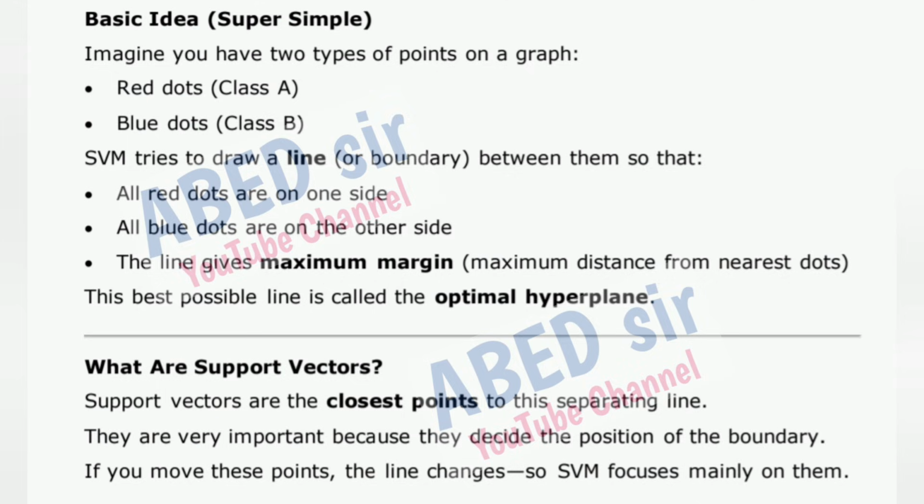What are support vectors? Support vectors are the closest points to this separating line. They are very important because they decide the position of the boundary. If you move these points, the line changes, so SVM focuses mainly on them.